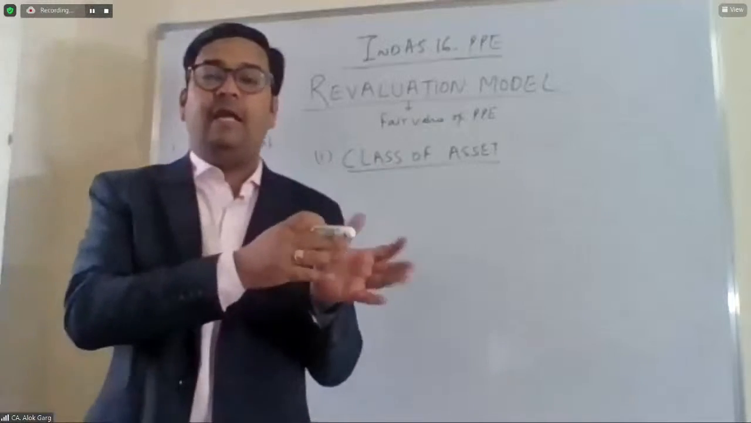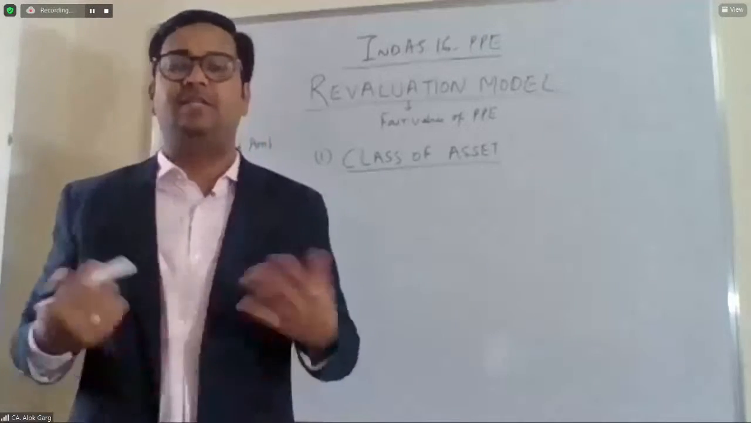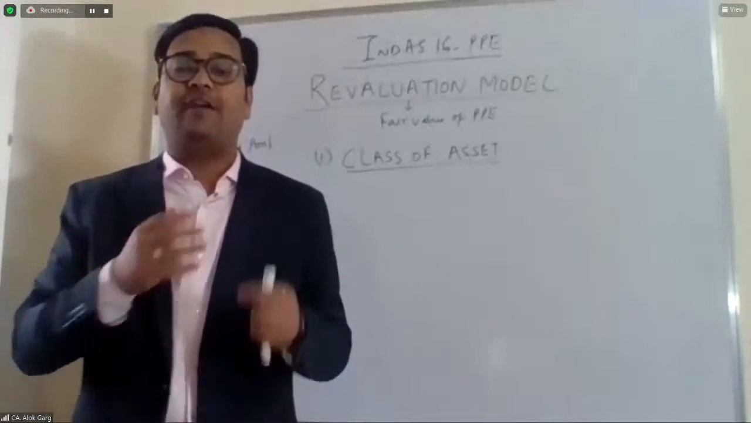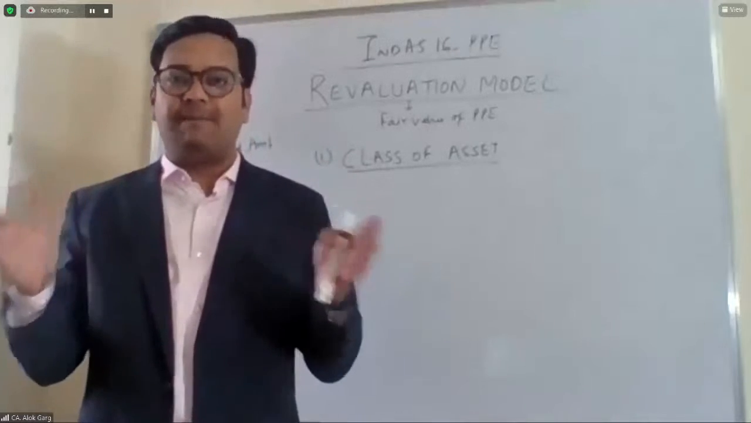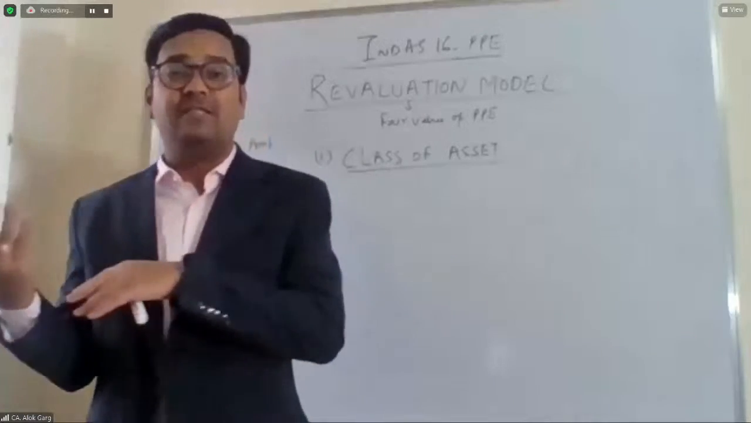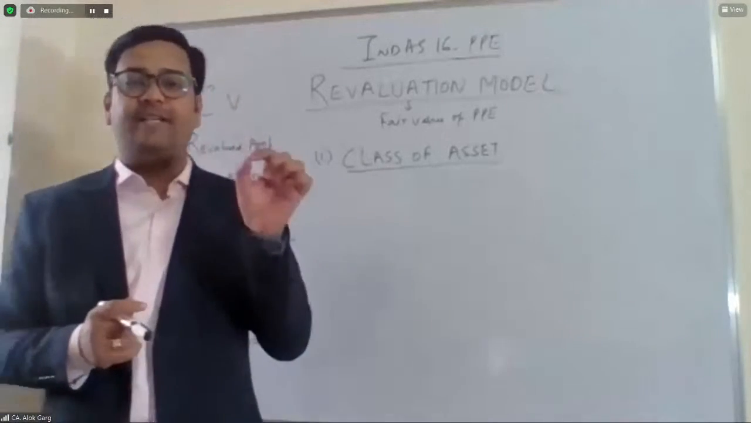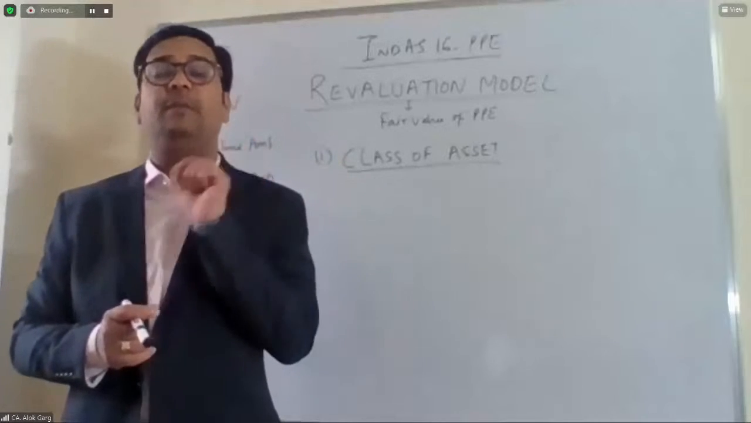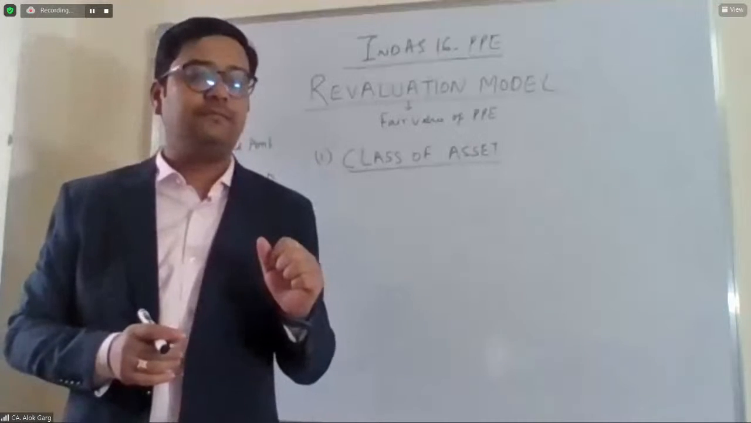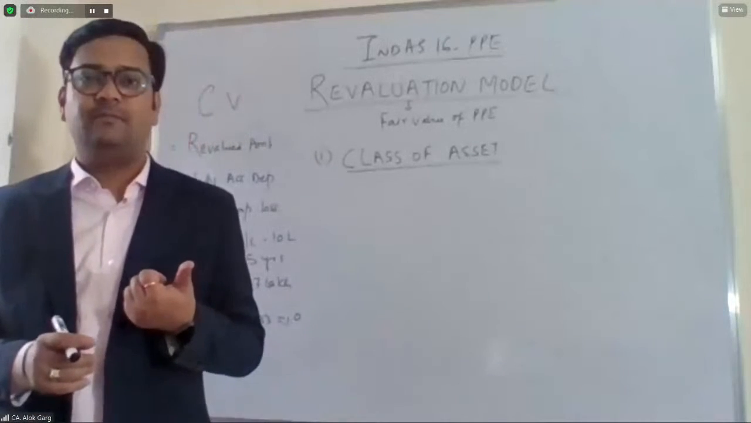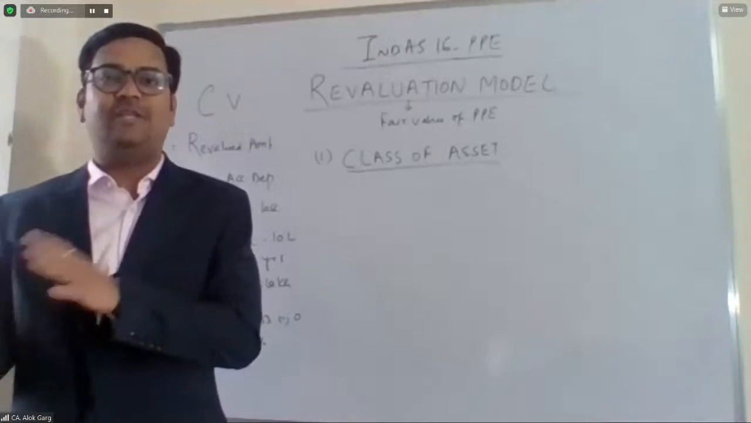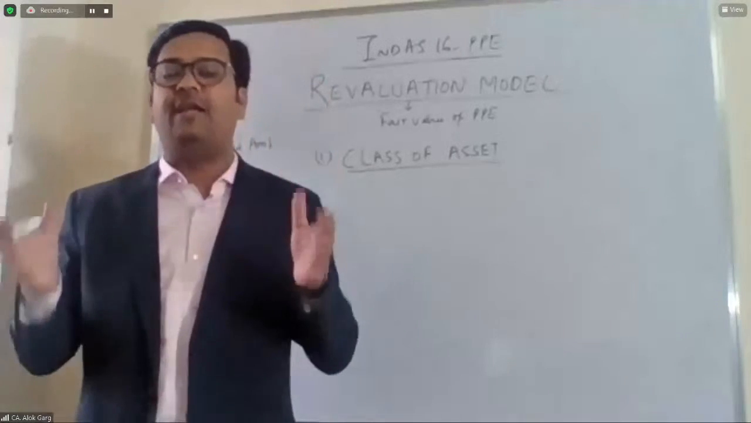Whether factory building and office building are same class of asset? Answer is no. Factory building and office building are a separate class of asset. Factory building has different use, office building has a different use. Grouping of asset of a similar nature and use in the entity's operation. Factory building is used for production, and office building is used for administration. So there is a different use. So these are two different class of asset.